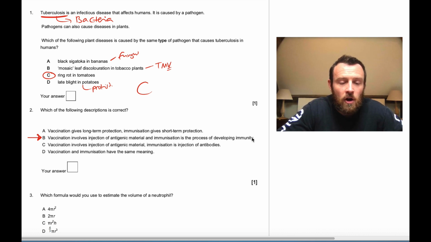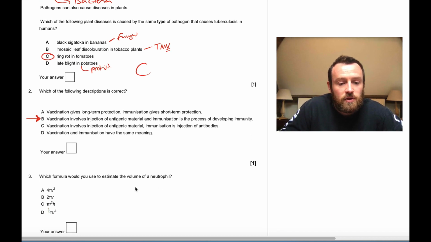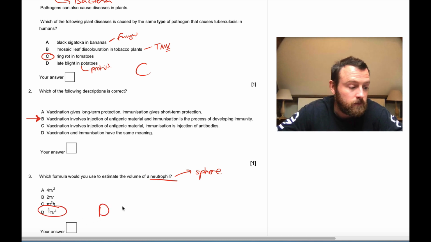Okay, on to 3, last one on this page. Which of the following formulae would you use to estimate the volume of a neutrophil? Well, a neutrophil is roughly circular, it's roughly a sphere. So which one is the volume of a sphere? It's this one, 4/3 pi r cubed. So the answer is D.